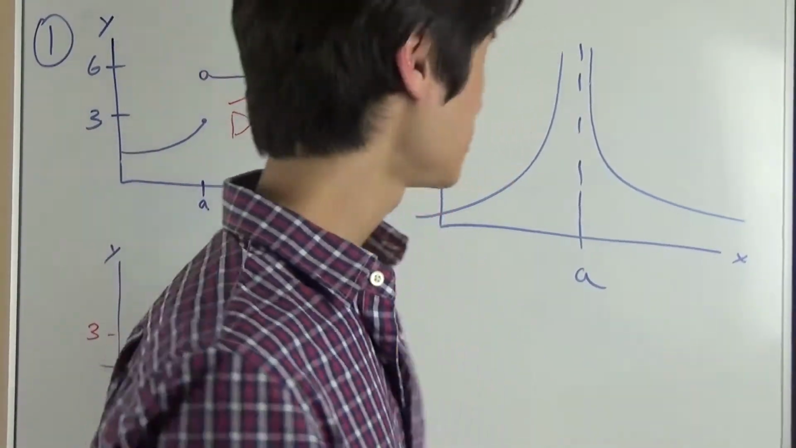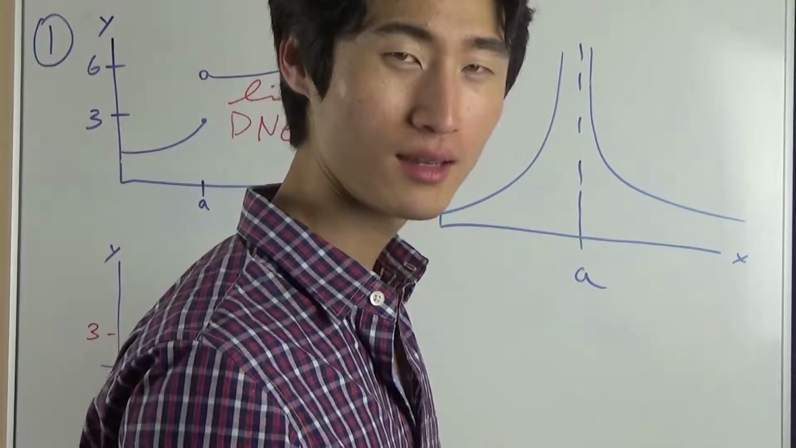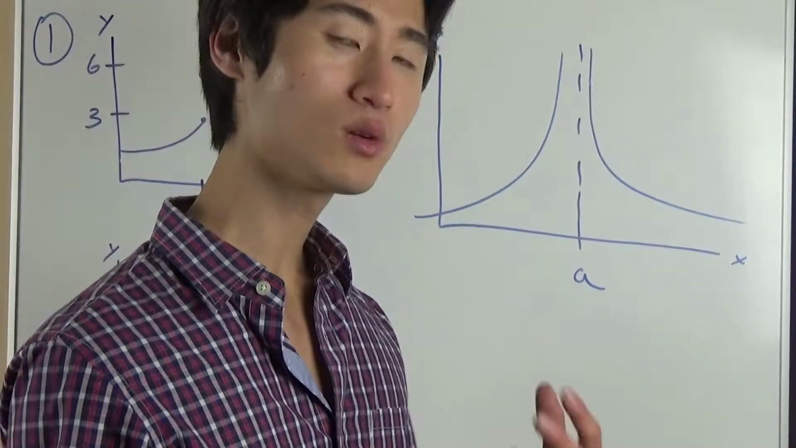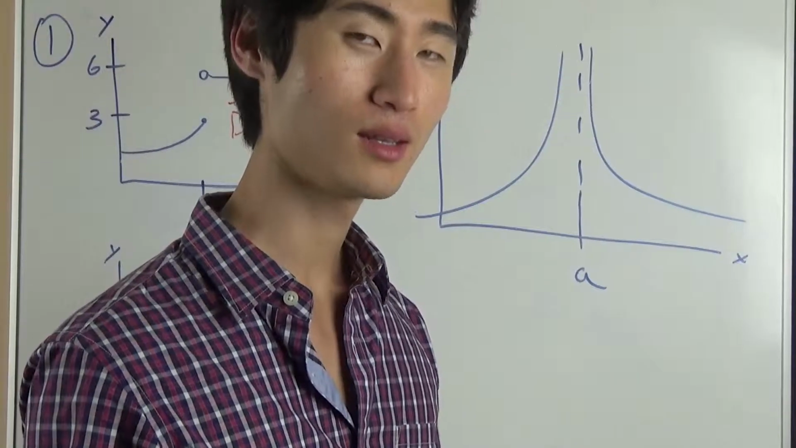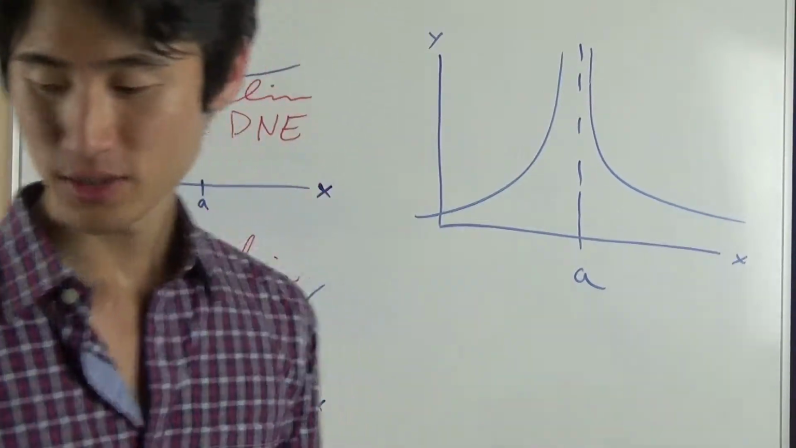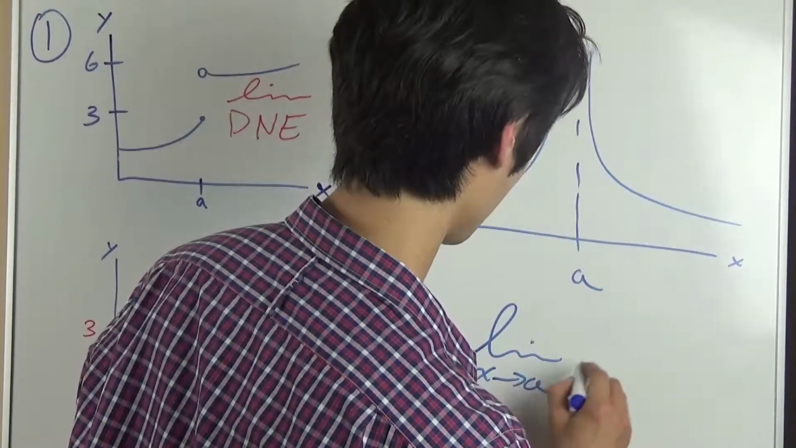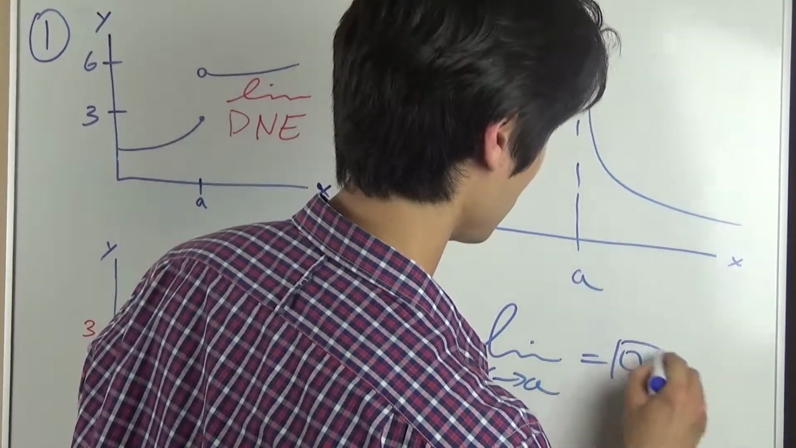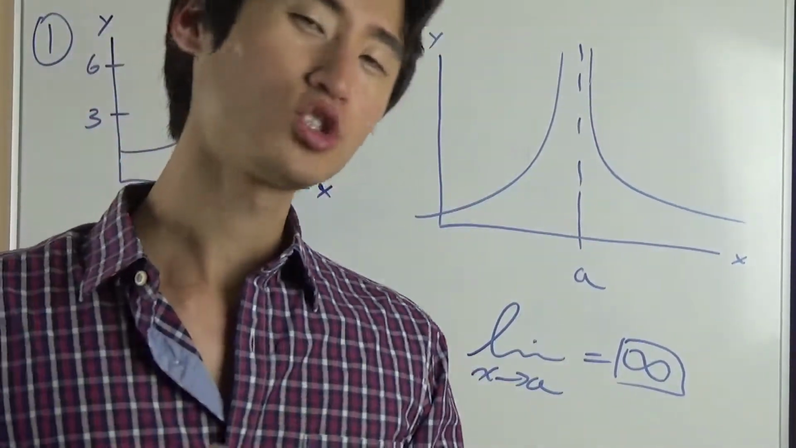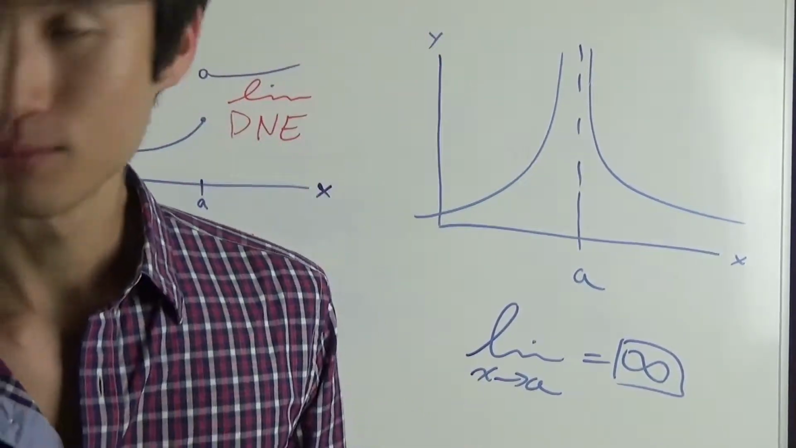Infinity. So we say that the limit as it approaches a, approaches infinity from the right hand side and the left hand side, and as long as the right hand side equals the left hand side, the limit exists at that particular value. So the answer for this question would be infinity. Simple as that. So this is kind of a graphical introduction to get you used to the whole idea of the limit graphically.